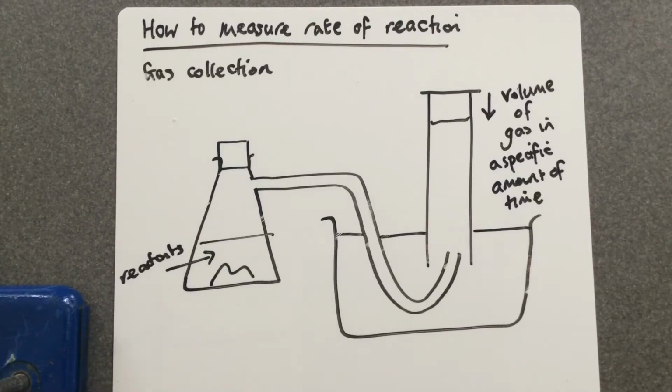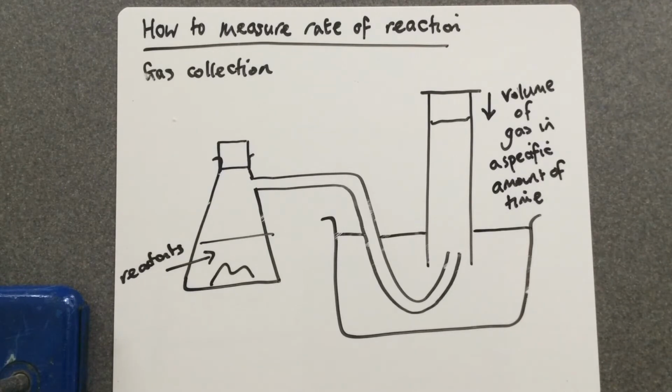Hopefully, you remember doing an experiment very similar to the one in this diagram back at GCSE. You added reactants together, such as hydrochloric acid and calcium carbonate, or sulfuric acid and magnesium, and the gas that was produced was collected in a measuring cylinder or perhaps a gas syringe, and you measured the volume of gas collected at regular intervals, let's say every 20 or 30 seconds.